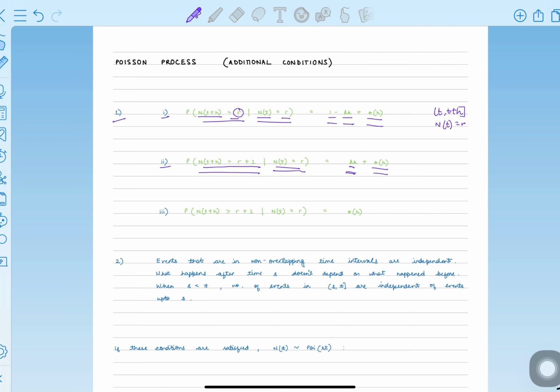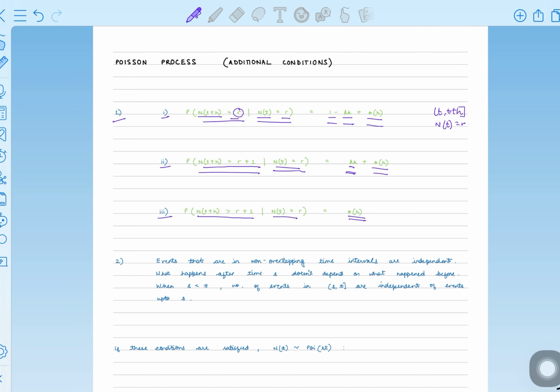The third subpart is the probability that N of t plus h is greater than R plus 1, given that the number of events in the time period t is R, is O of h. This means that the probability of more than one event occurring in such a tiny interval is extremely small and negligible. So, the probability of two or more events occurring in a tiny interval is almost impossible. That is why we ignore this case in most calculations.